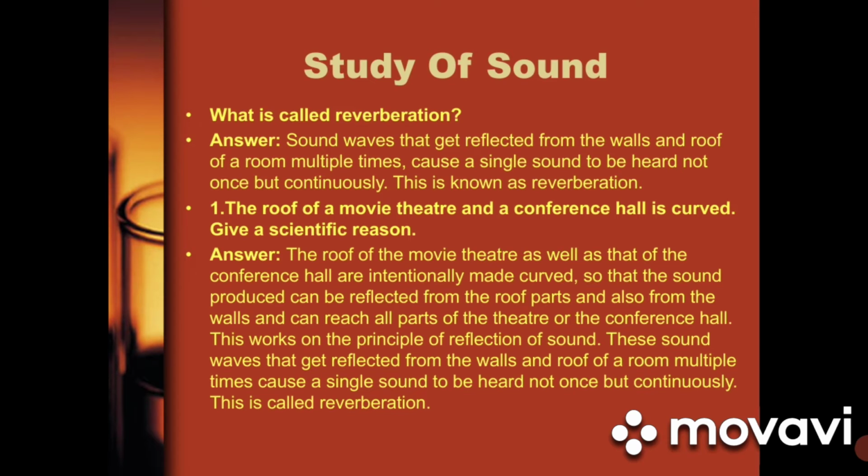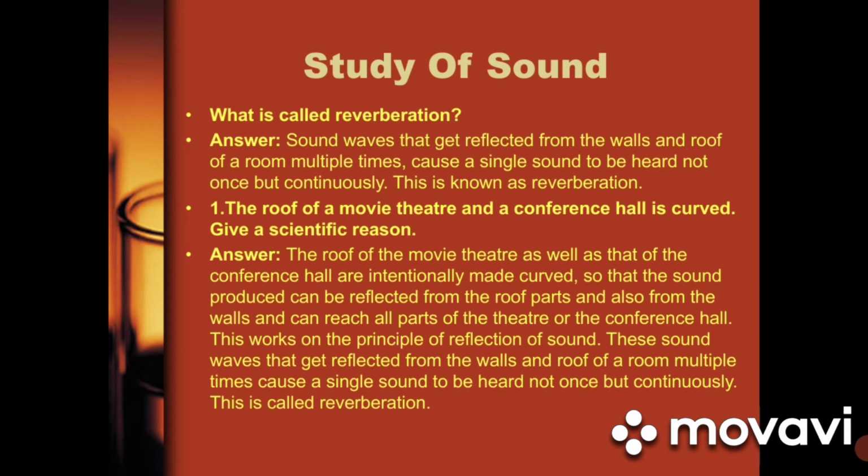The roof of a movie theater and a conference hall is curved. Give a scientific reason. The roof of the movie theater as well as that of the conference hall are intentionally made curved so that the sound produced can be reflected from the roof parts and also from the walls and can reach all parts of the theater or the conference hall. This works on the principle of reflection of sound. These sound waves that get reflected from the walls and roof of a room multiple times cause a single sound to be heard not once but continuously.